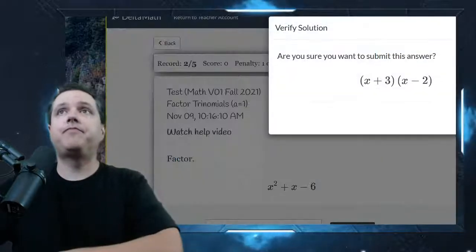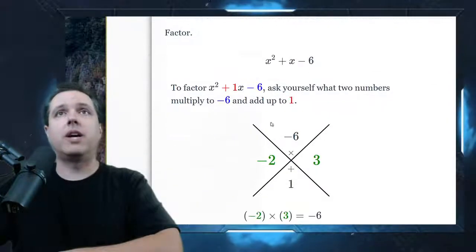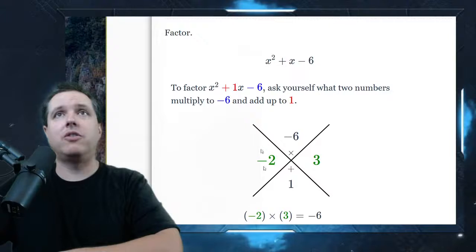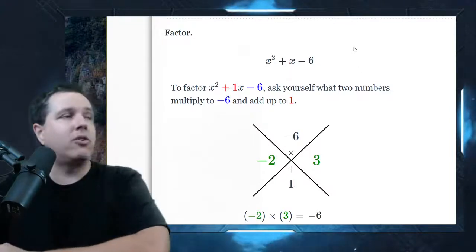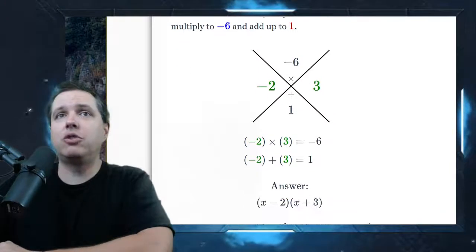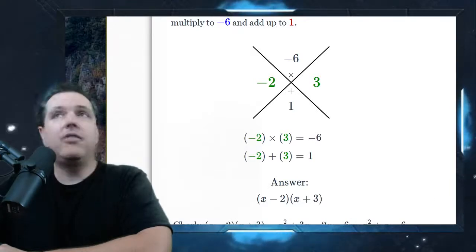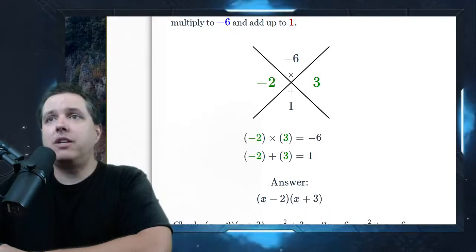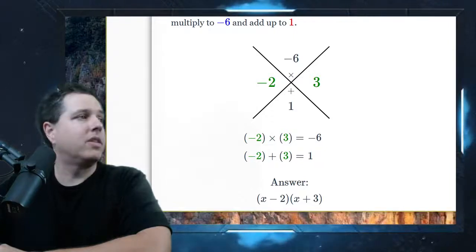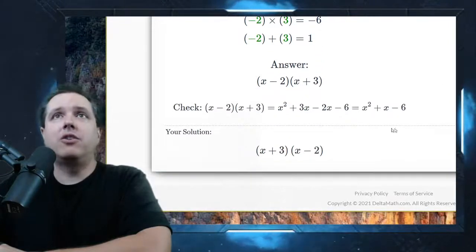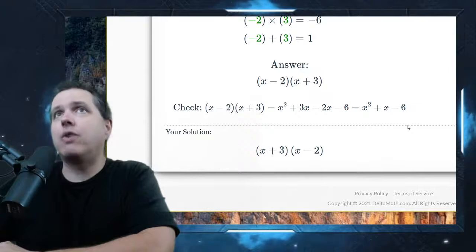Submit. And there we go, we got it. So you can see they've got the x here, and they're going through the whole thing. So if you want to model your work after the way they're showing these solutions, go for it. Right? Notice they're doing the check, they're multiplying it out, and they're getting what they started with, so then they know they did it correctly.